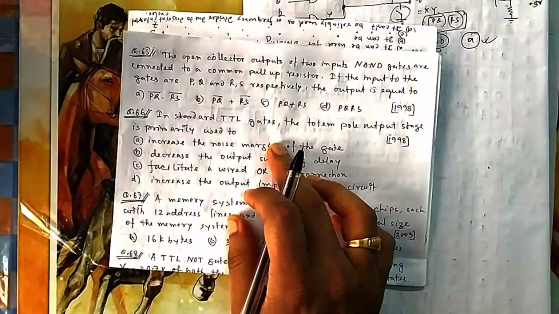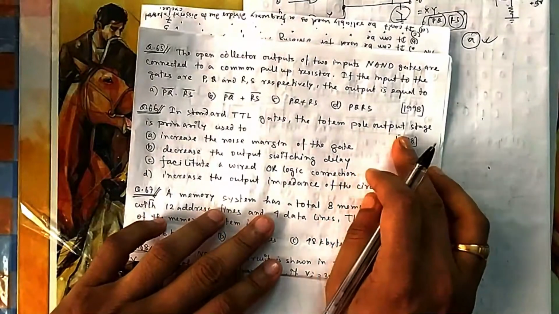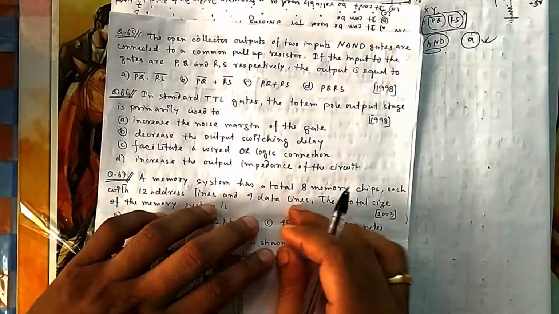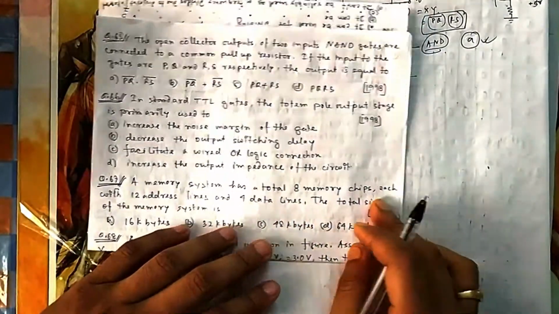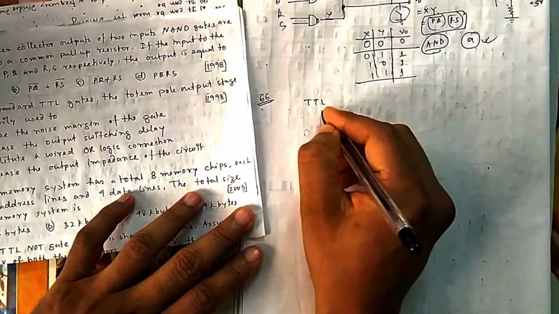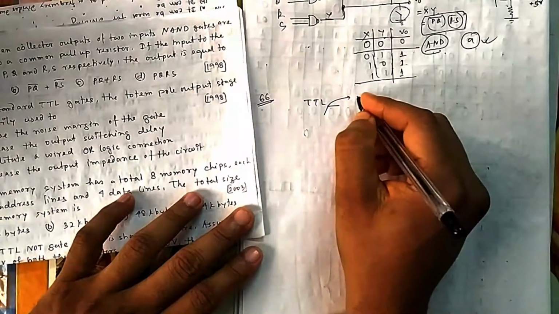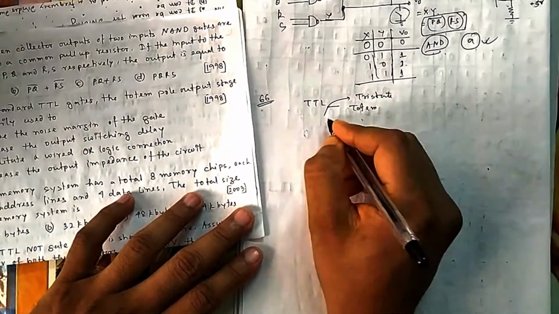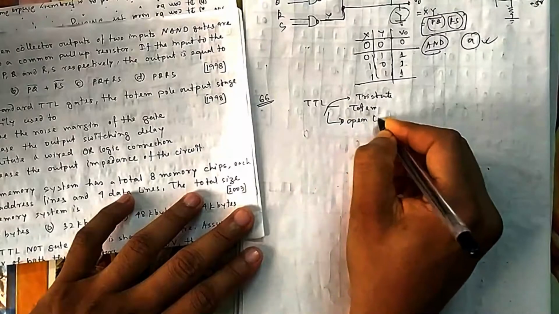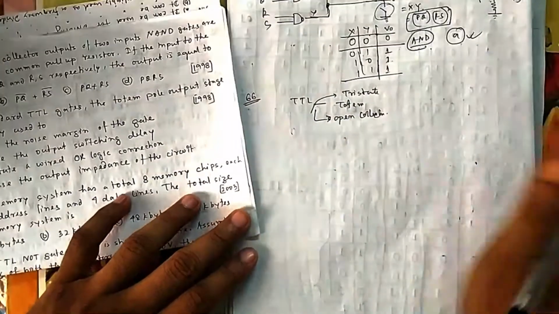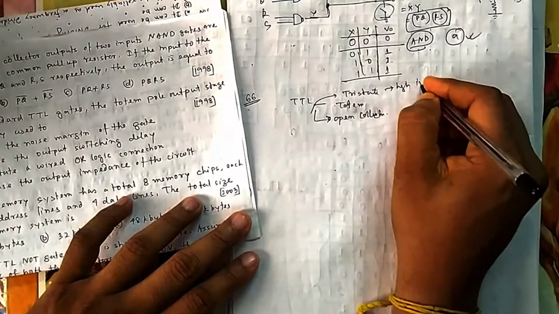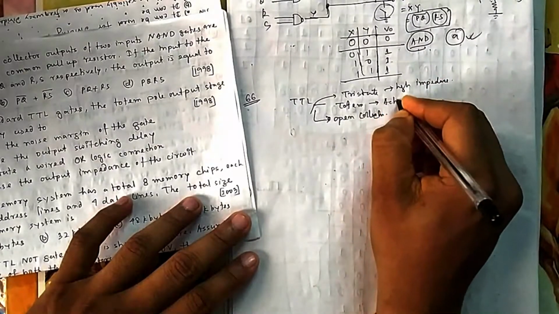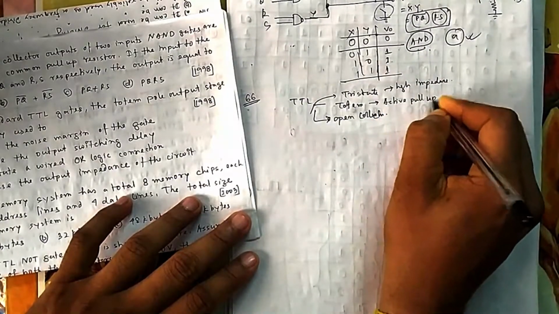Now number 6. A standard TTL gate has the totem pole output stage. So what are the benefits of totem pole, open collector and tri-state logics? In TTL, if you read the theory, you will find there are 3 types. I am not going into details. One was tri-state logic, one was totem pole, and one is open collector. So you should know a little bit of everything, the advantages and disadvantages. Tri-state is also called high impedance logic. This is active pull-up, and this one is passive pull-up.